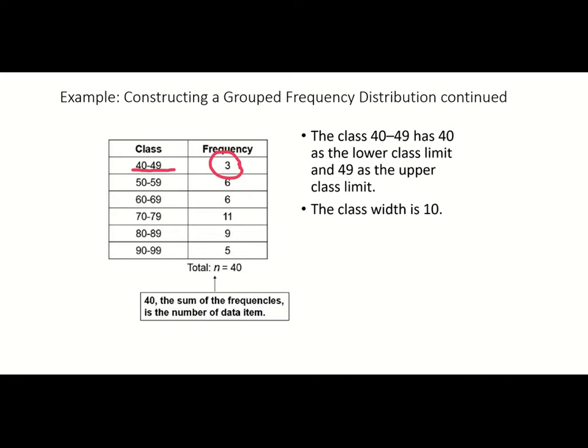numbers between 40 and 49, or 40 to 49 is 10 numbers. So the class width, because this is the class, is 10. So it's really how big your width, your span of numbers is. When you have a grouped frequency chart, all of your classes should be the same width. They should not change. The lowest number is called the lower class limit, and the highest number is called the upper class limit.